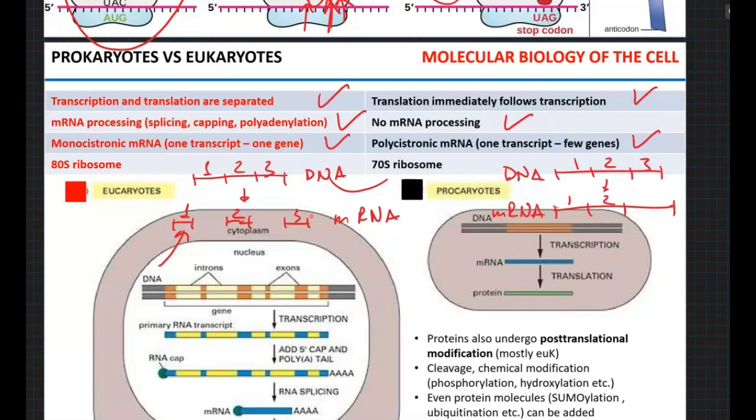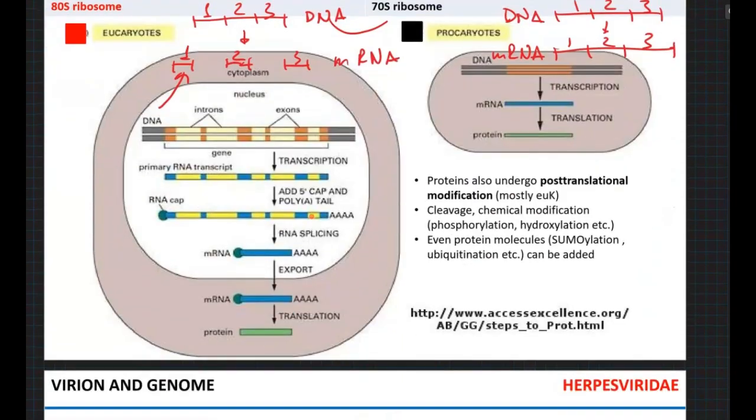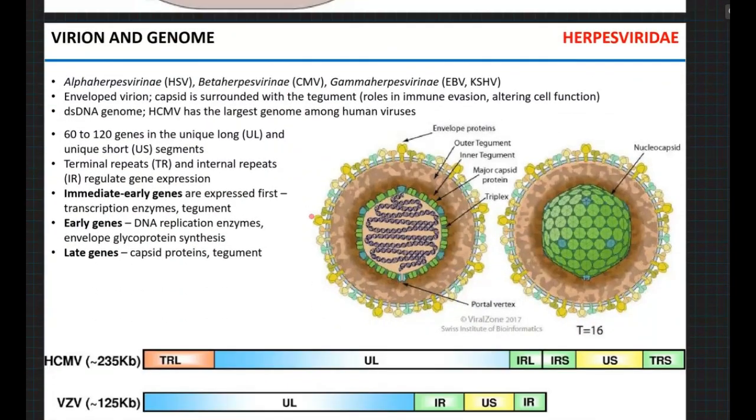Where genes are not separated into individual molecules. So 1 mRNA contains 3 genes, or 4 or 5. Does that make sense? Now, proteins, when they're synthesized, can go through a variety of modifications. We aren't going to talk about these modifications because we have a chance to talk about herpes.